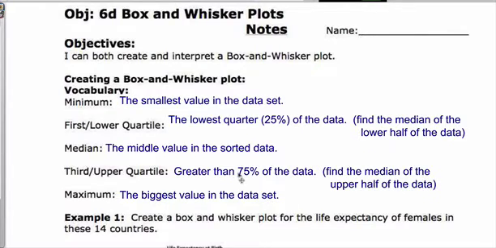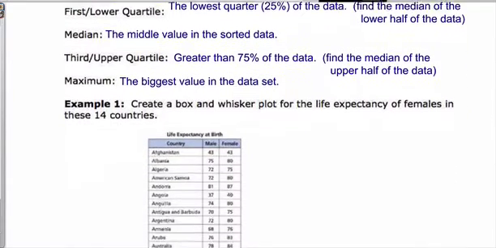this is going to be greater than 75% of the data. So how we find this one number is find the median of the upper half of the data. So that's going to make more sense as we get into this. Let's go ahead and look at this.